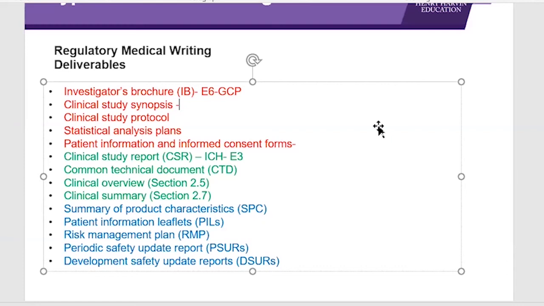And then the second document is the clinical study protocol. Has anyone heard about this document? Clinical study protocol. Yeah, it's the base for the CSR. They actually mention how many subjects need to be there in every phase of the trial.